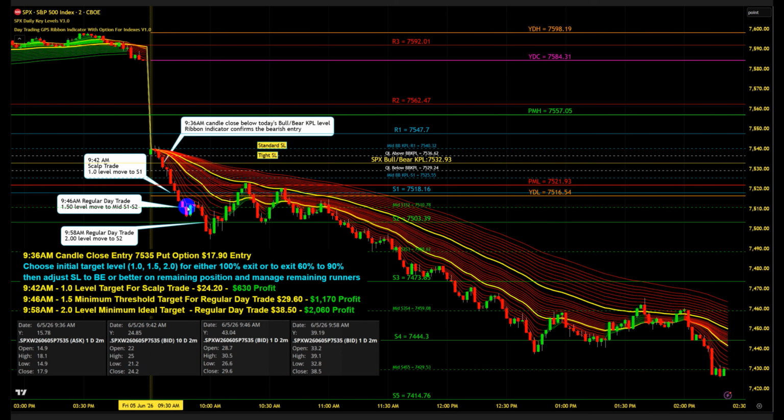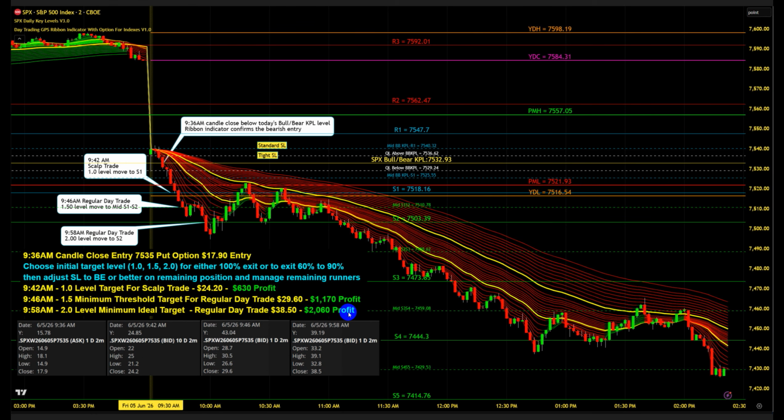The 1.5 level target at the mid S1 S2 level was reached during the 9:46 a.m. candle. At that point, the option's bid price had advanced to $29.60, resulting in a gain of approximately $1,170 per option contract. The full 2-level target at S2 was reached during the 9:58 a.m. candle. By the close of that candle, the option's bid price had reached $38.50, producing a gain of approximately $2,060 per option contract. The important point is not the dollar amount. The important point is that each profit objective was defined before the trade was entered.